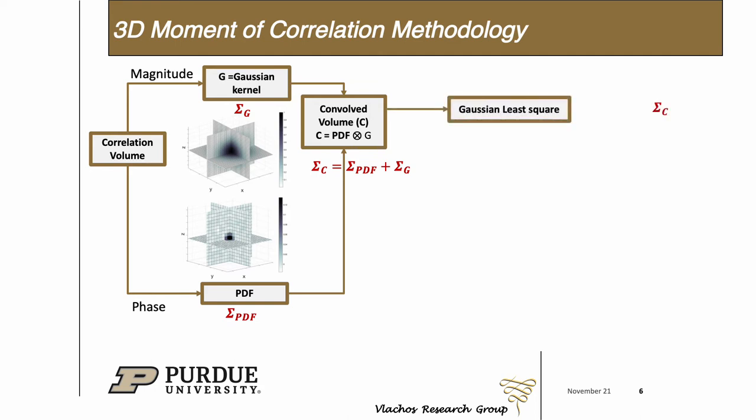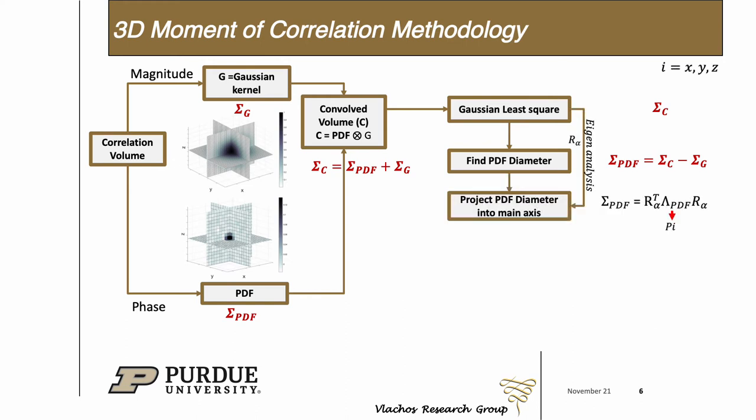So we use our implemented 3D Gaussian least squares fit to find the whole covariance matrix terms from the convolved volume C, and knowing the covariance of the Gaussian kernel, we can find the covariance of the PDF and accordingly its diameter. However, this diameter should be projected onto the main axis. We find the rotation matrix of the PDF by eigenanalysis of the covariance matrix and use it to find the PDF's projected diameter. The standard deviation of the PDF is defined as 1/4 of its diameter.